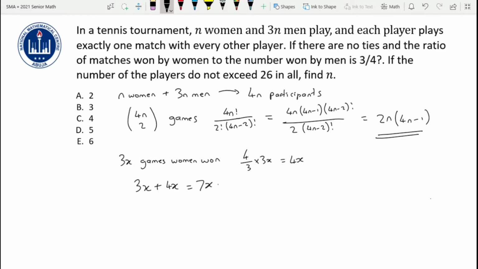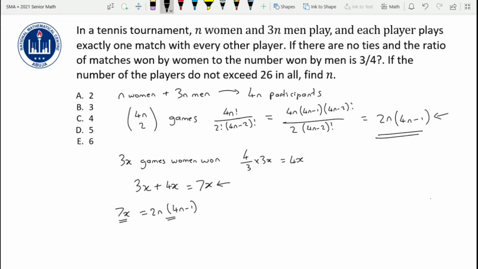So what's going to link it together is the fact that 7x is going to be equal to 2n into 4n minus 1, since both of them represent the number of games played. So 7x is equal to 2n into 4n minus 1. Then when we look at this equality, the left hand side is a multiple of 7, which means that the right hand side too will be a multiple of 7.